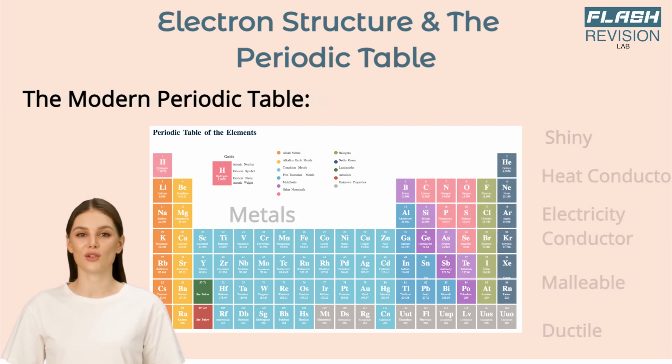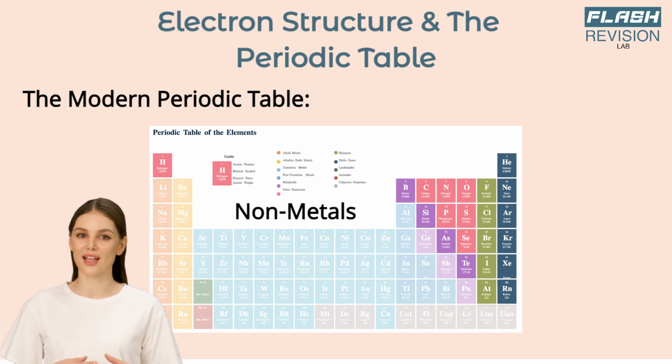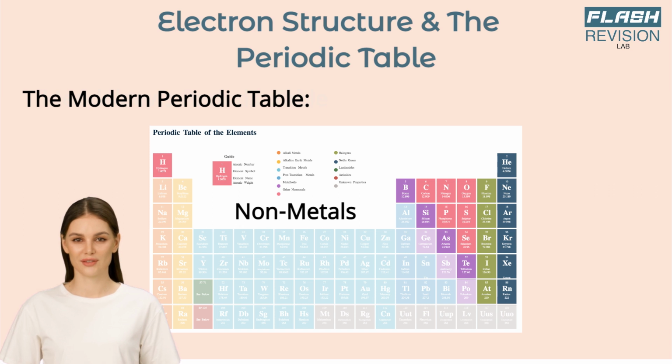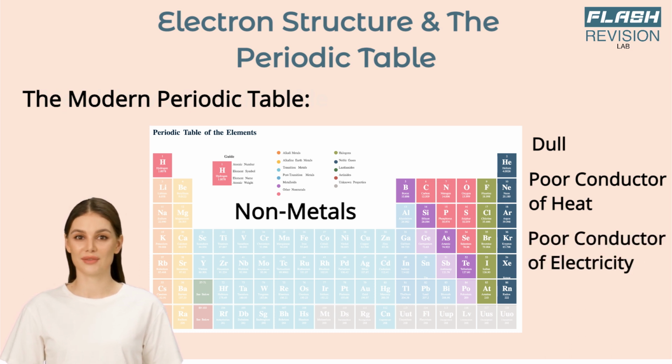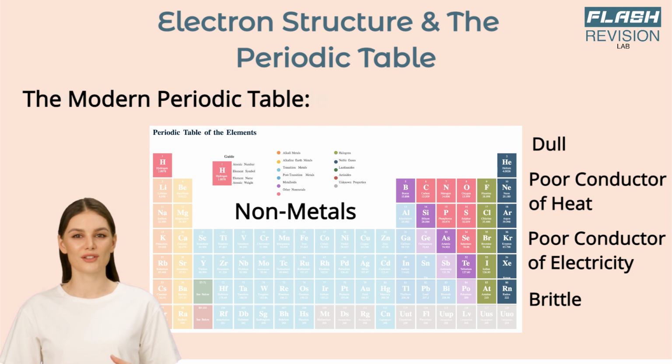On the other hand, non-metals are located on the right side of the table. Their properties are quite different from metals. Non-metals are usually not shiny, and they are poor conductors of heat and electricity. They are also more brittle, which means they can break or shatter easily when subjected to force. In summary, metals and non-metals have contrasting properties, which helps us better understand how they behave and interact in chemical reactions.